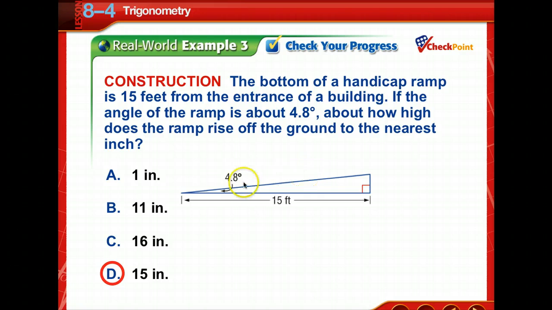Well, from 4.8 degrees, we are given the adjacent side and we're asked to find the opposite. So opposite and adjacent, we're talking about tangent. So the tangent of 4.8 is the opposite over adjacent, or x over 15. Now 15, if we change that to inches, is going to be x over 180. So that's going to change things quite a bit. When we multiply both sides by 180, in our calculator we're going to enter 180 tangent 4.8. We're going to come up with 15.1 inches. So 15 inches is our answer.